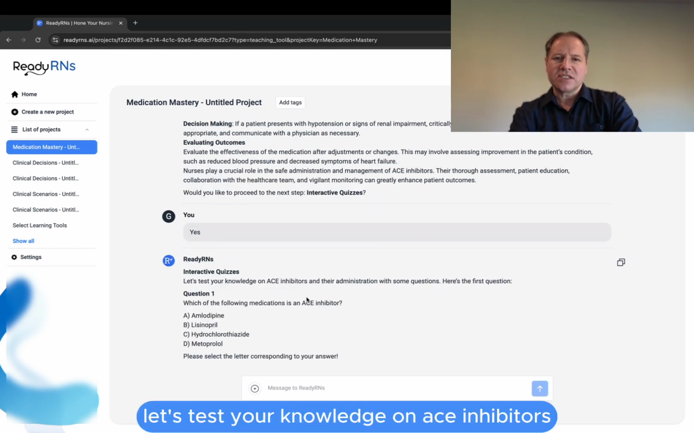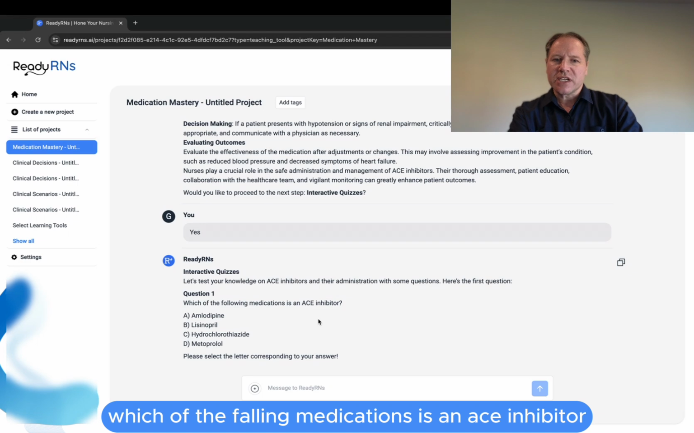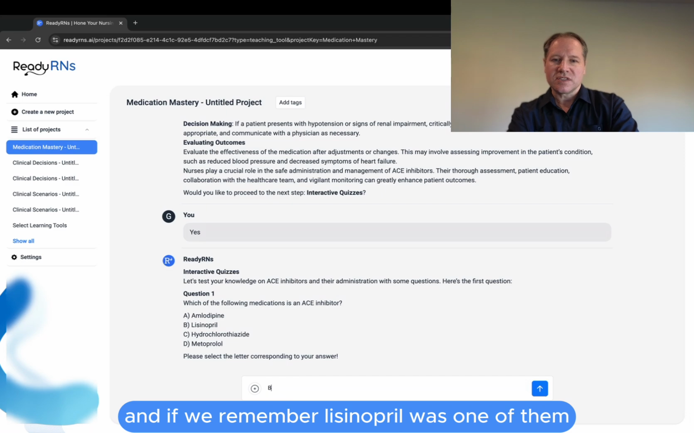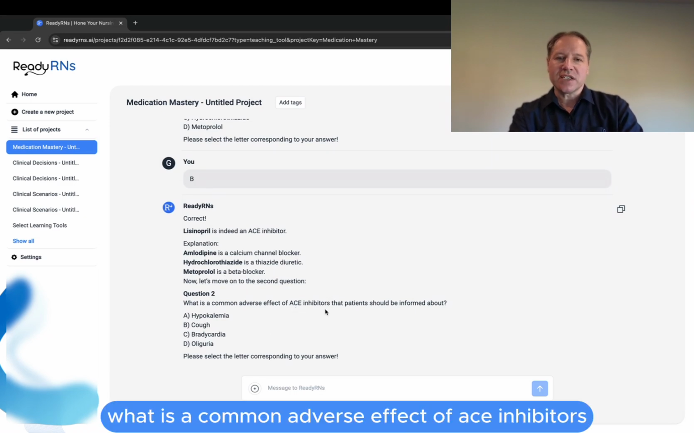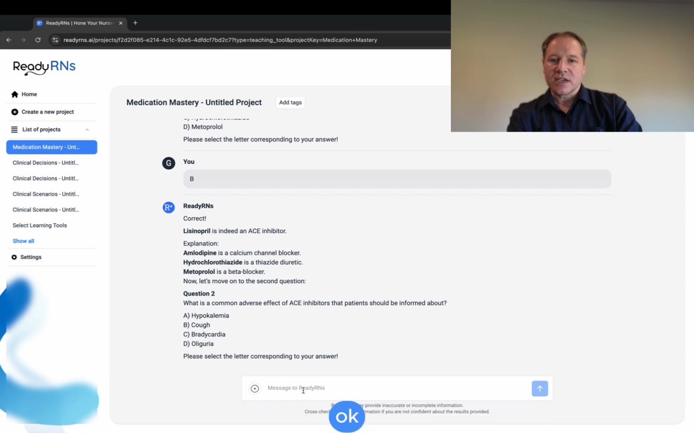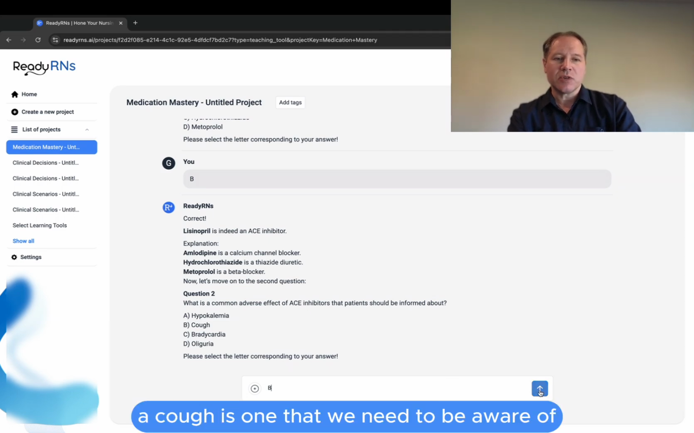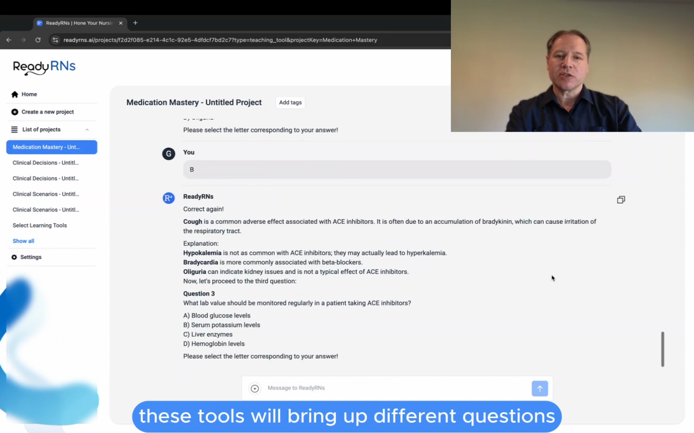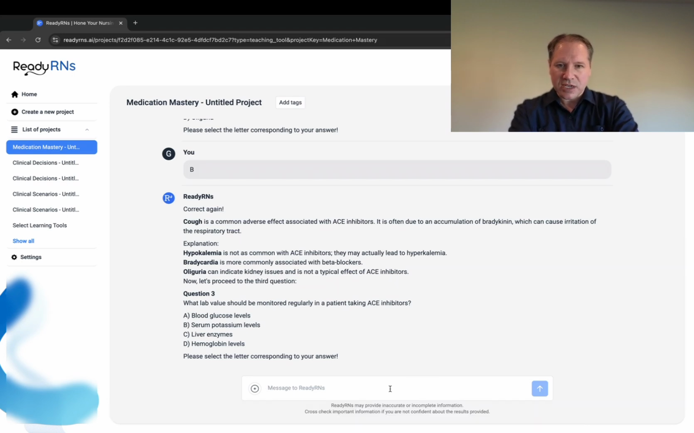Yes, please. All right, so let's test your knowledge on ACE inhibitors and their administration with some questions. Here's the first question. Which of the following medications is an ACE inhibitor? If we remember, lisinopril was one of them. Correct. Awesome. And it does give rationale for the other ones. What is a common adverse effect of ACE inhibitors that patients should be informed about? Okay, one common adverse effect we talked about is cough, which we need to be aware of. So we'll go ahead and mark B. What's nice is that these tools will bring up different questions, usually every single time, to help us learn and reinforce our focus topic.